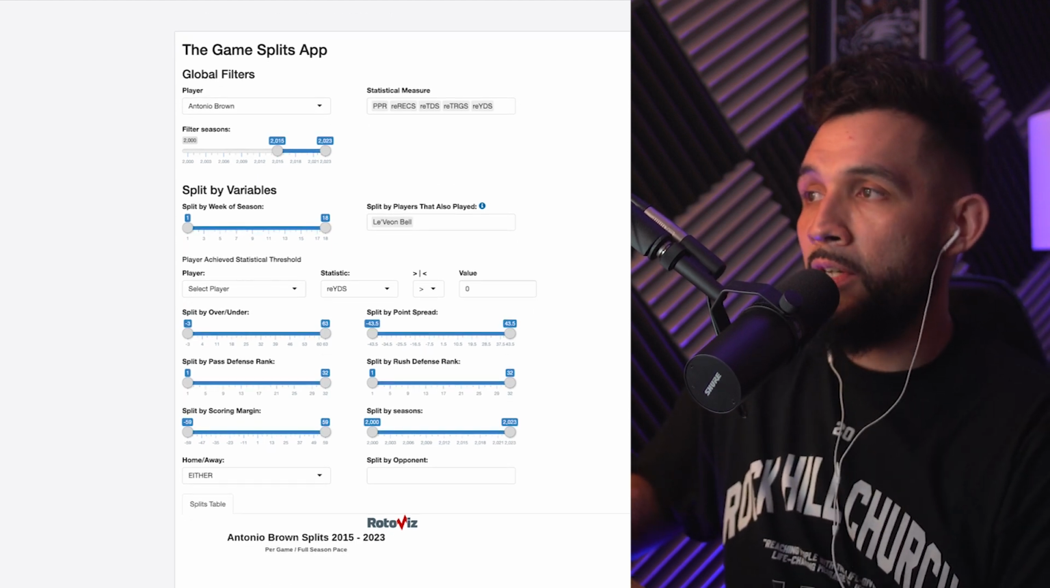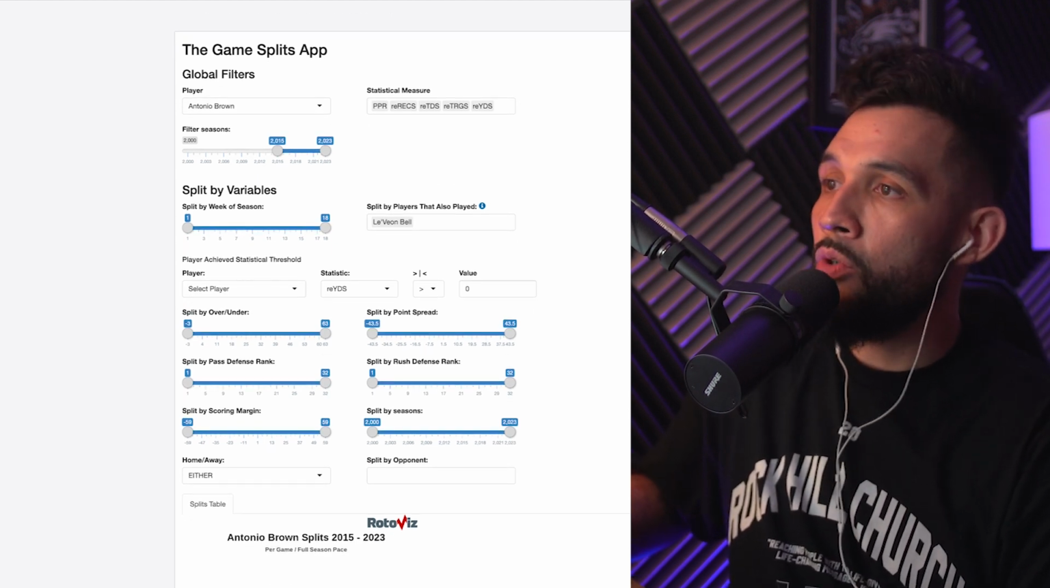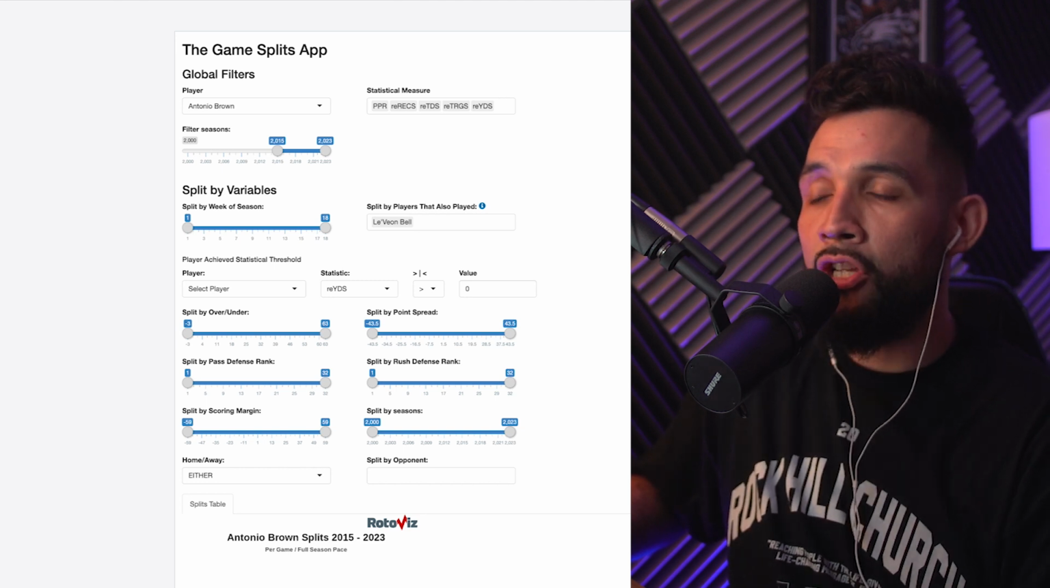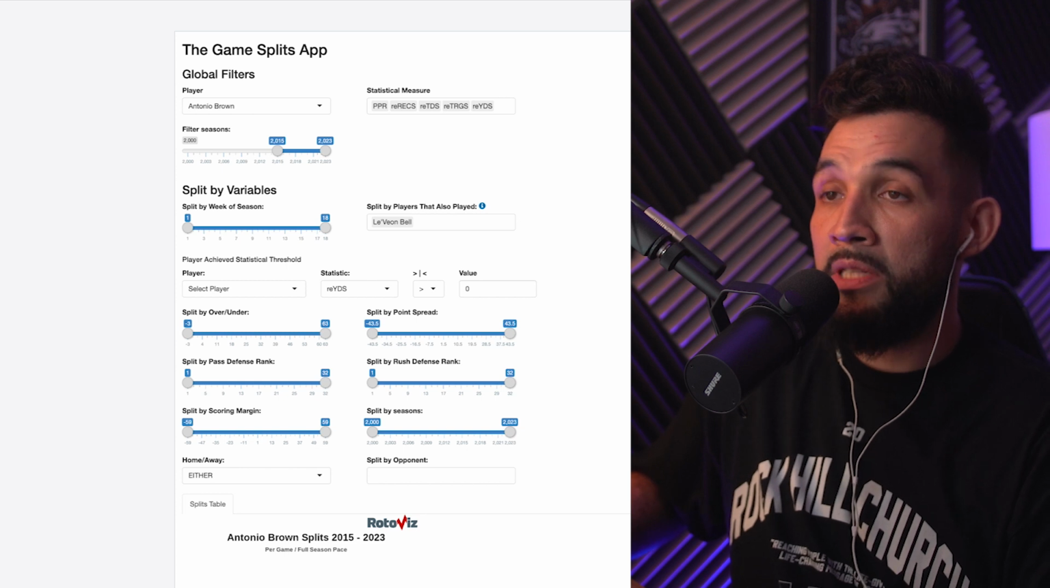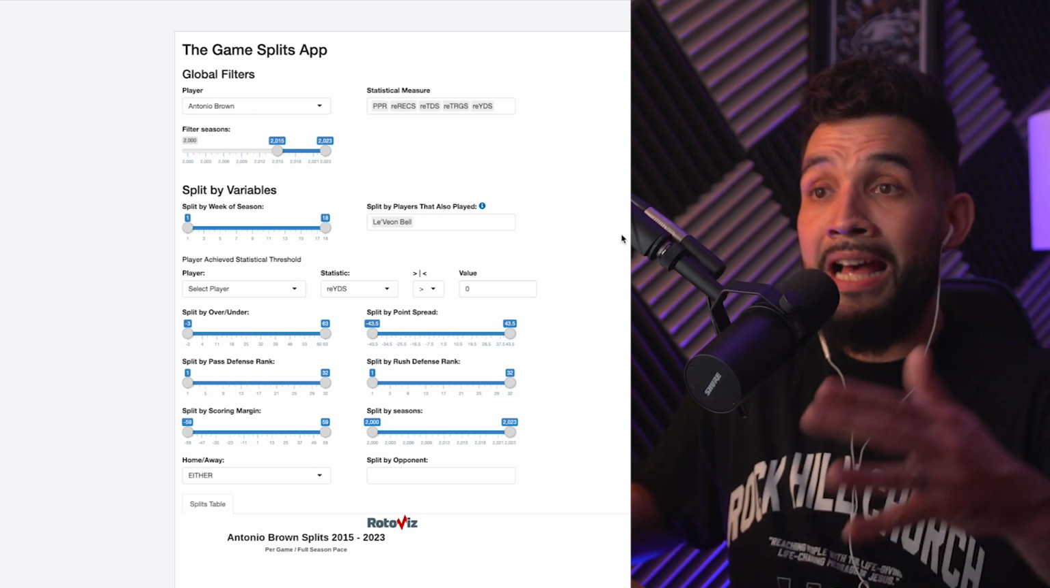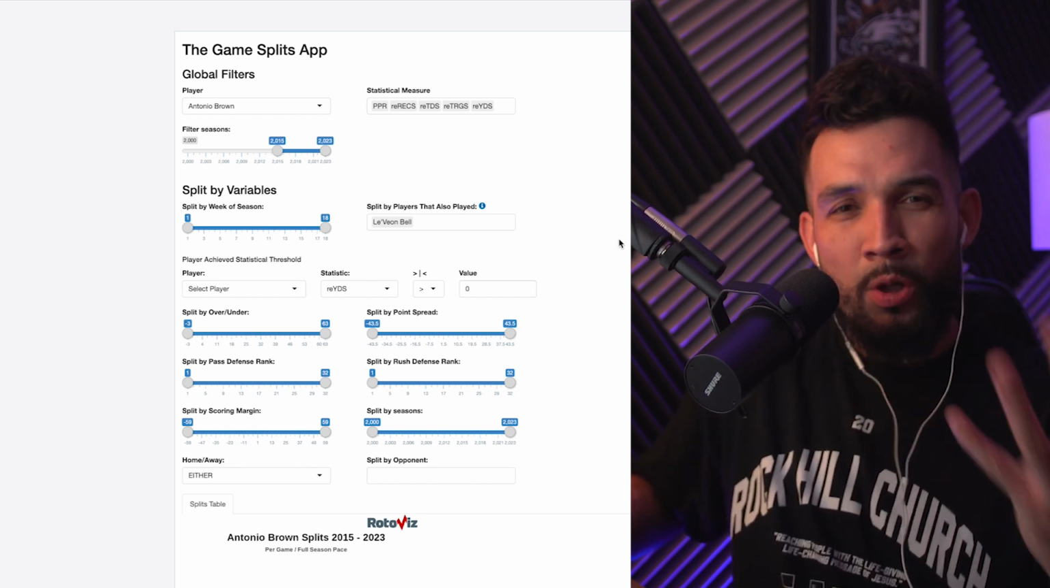So the way this works is that once you log in, you can access their tools that they have, and you can actually analyze how a player does whenever a specific player is on the field or when a specific player is off the field. Now, why would this tool be useful?